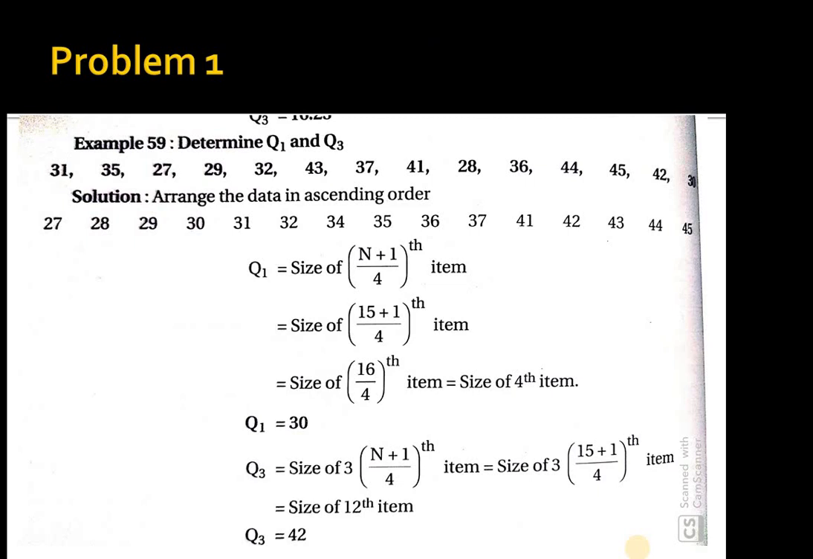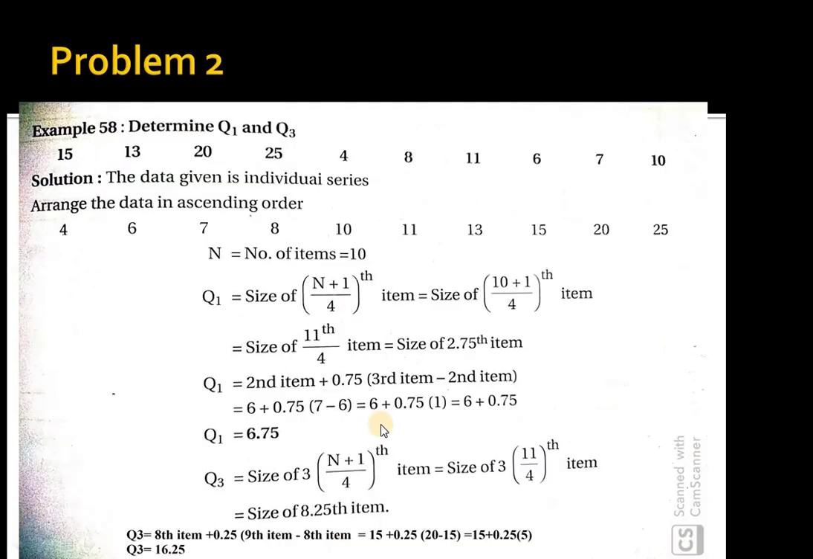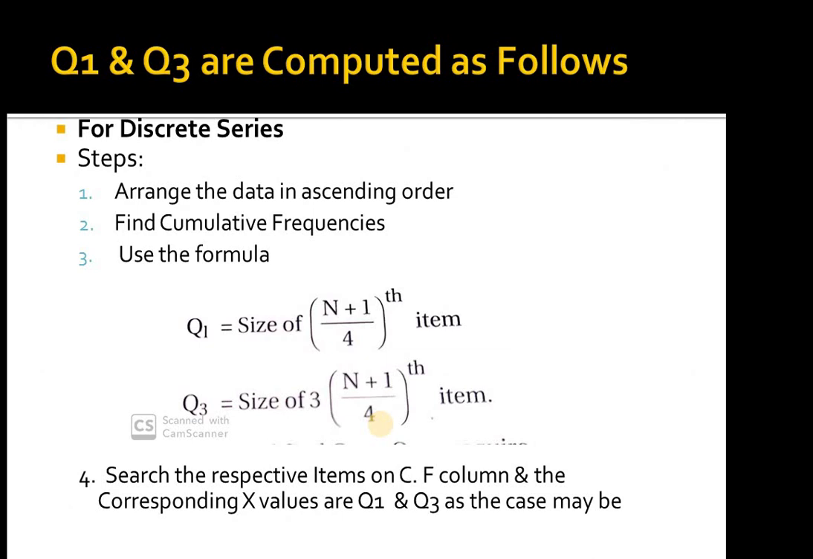So we have solved the problem here. First we arrange the data, then we apply the formula. Here we got the size of the 4th item, which is 30. Same case here, the size of the 12th item is 42. Then we discussed the discrete series. Again in the discrete series we follow the same procedure.